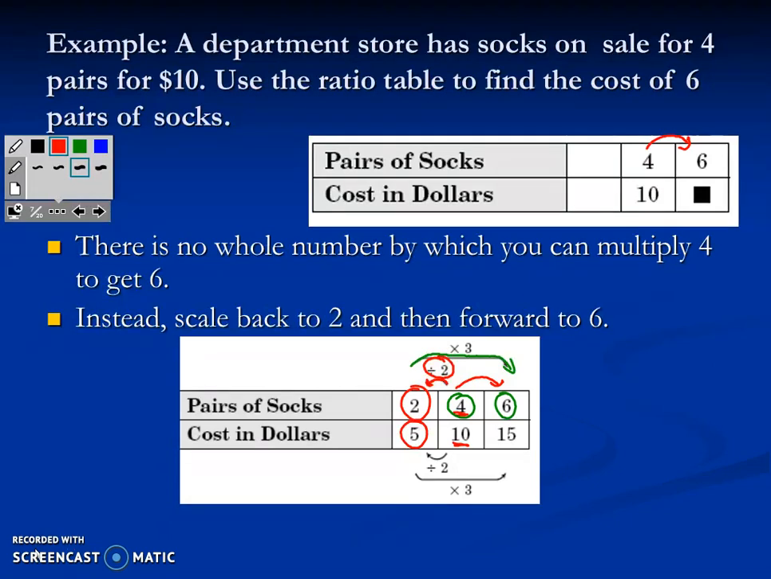And now I know I can go from 2 to 6 by scaling forward. So 2 times 3 gives me 6. And whatever I do on the top, I need to also do on the bottom. So 5 times 3 gives me 15. So that means that if I needed 6 pairs of socks, I would pay $15.